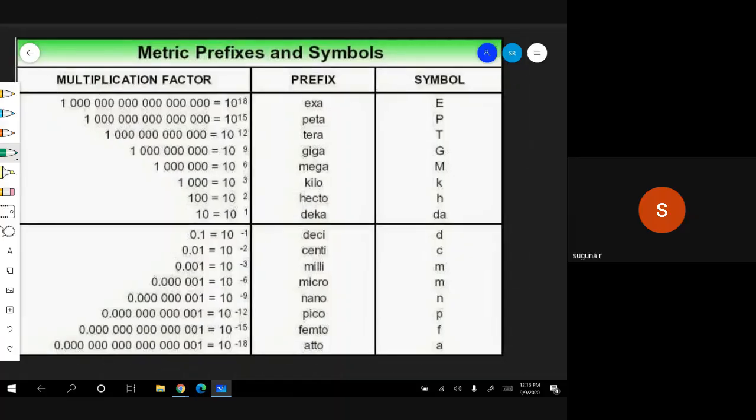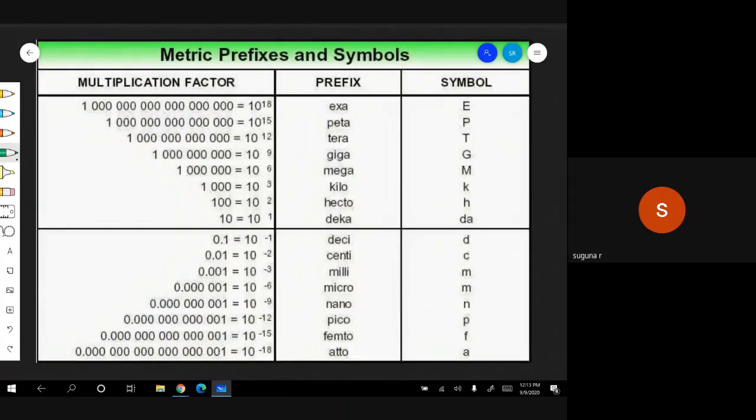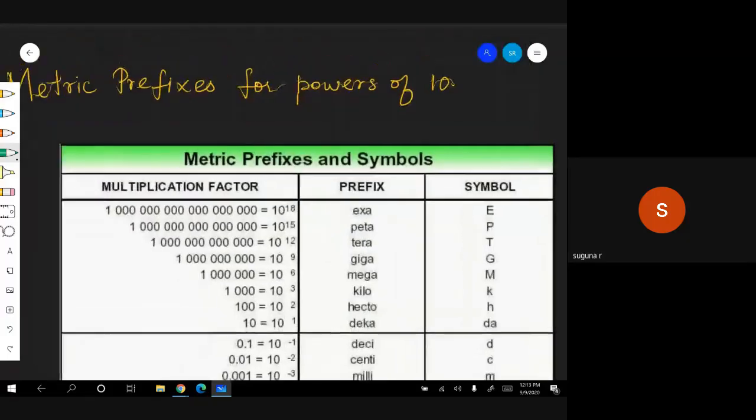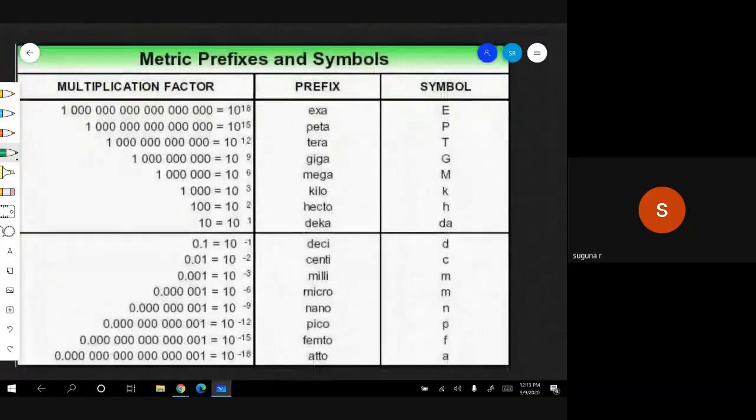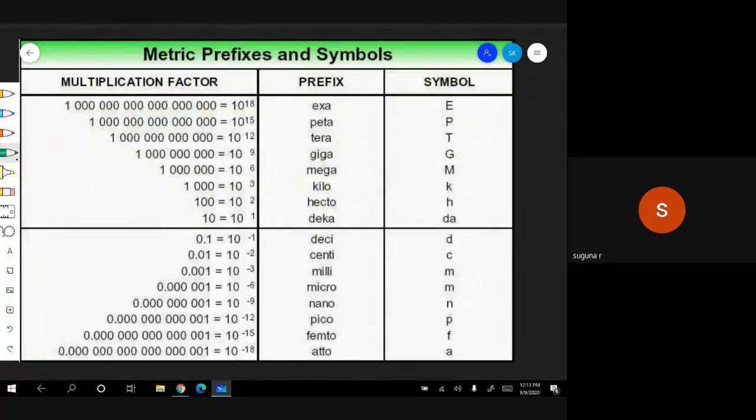See here, listen. Actually, these are metric prefixes for powers of 10. For example, kilometer: meter is the unit and kilo is a prefix. Kilo means 10 power 3. Nanometer, which we just saw: meter is the SI unit and nano is 10 power minus 9. So we are going to see the prefix names given for the powers and their multiplication factors.